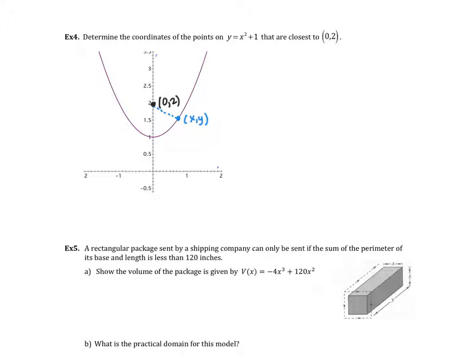I graphed on my picture the point (0, 2), and then I just put a random point on the parabola and called it (x, y). So I just made one that looks like it's maybe going to be the closest.